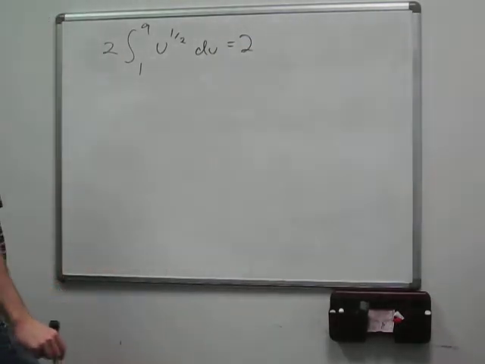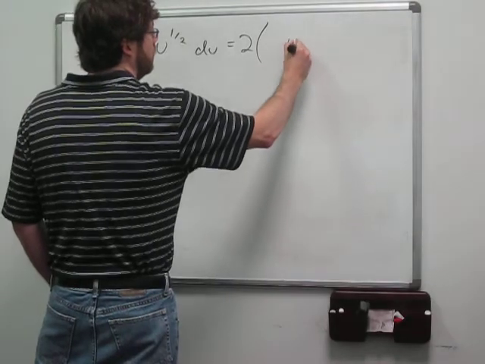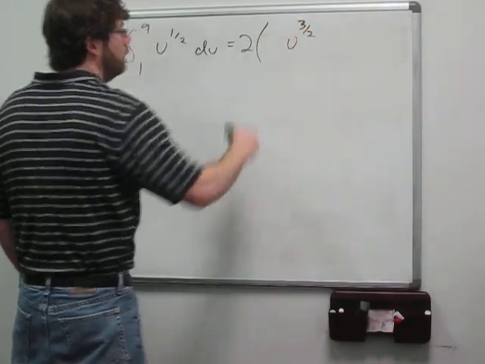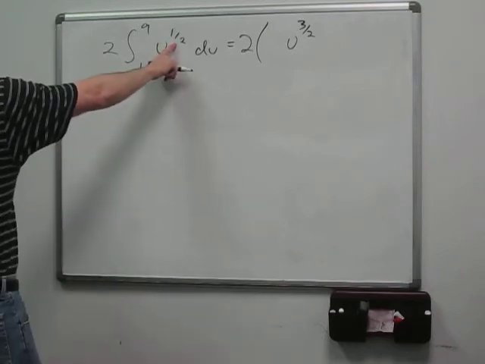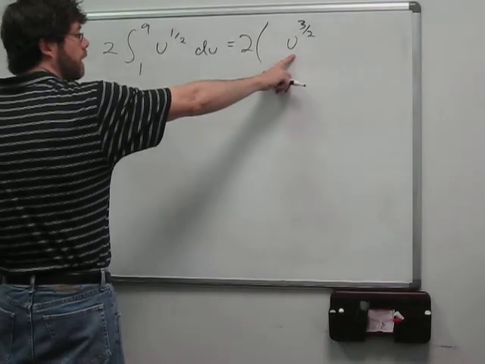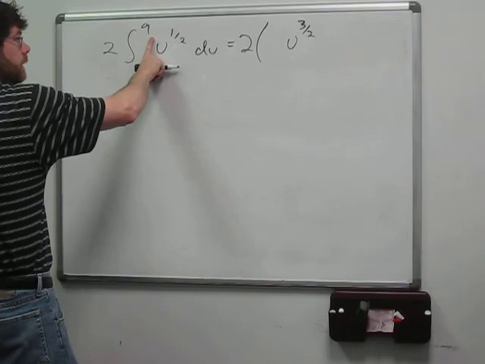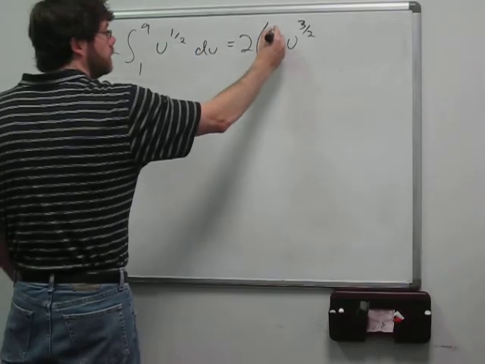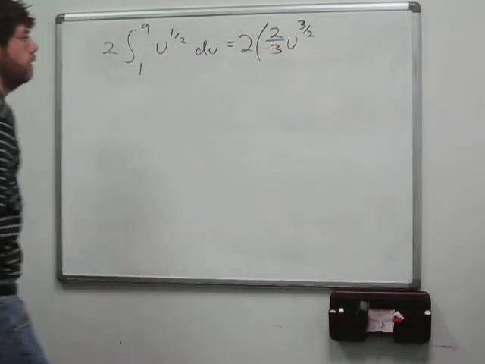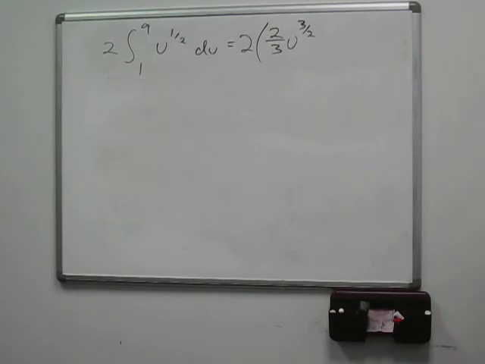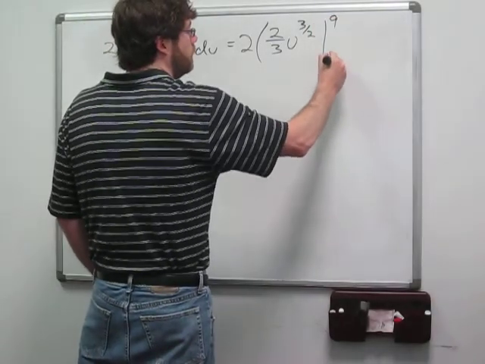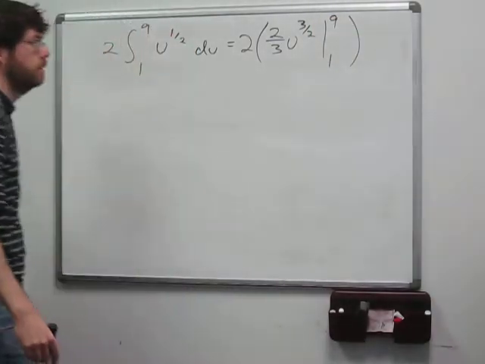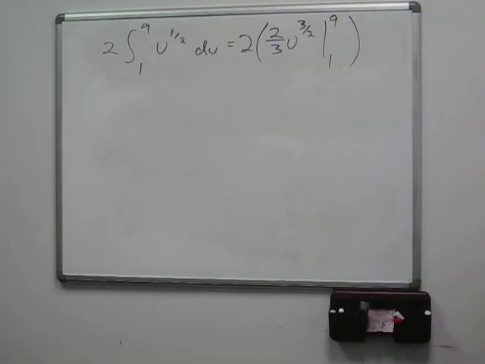So this will be 2 times, raise the power on u by 1, so this will be u to the 3/2. Coefficient right here is 1, so this will be 1 over 3/2 or 2/3. And this is a definite integral. I want to evaluate at 9, subtract evaluation at 1.